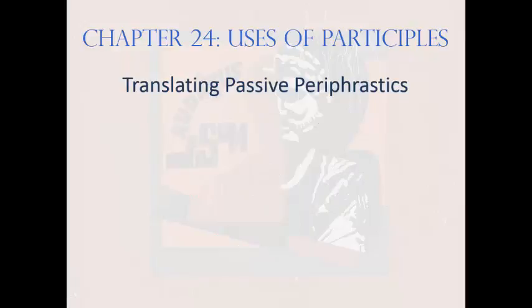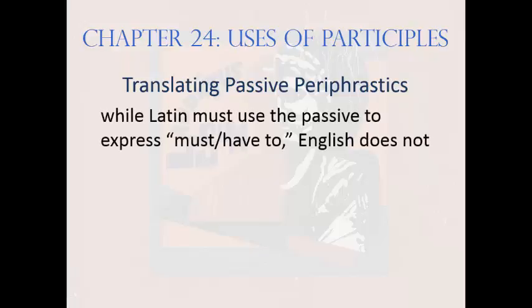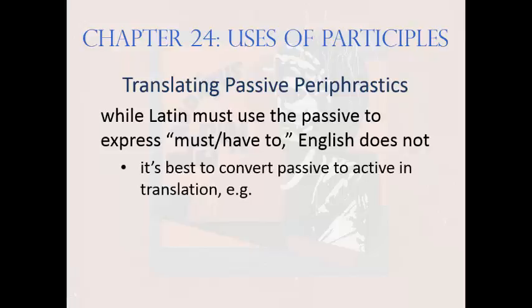Finally, let's address the ramifications of this unusual way of expressing necessity in Latin. This periphrastic must be passive, where the Latin construction has to be expressed in the passive, the English does not. English can use the active, making it good practice to change the voice when rendering our friend into English. That way you avoid over-literal, stilted translations.